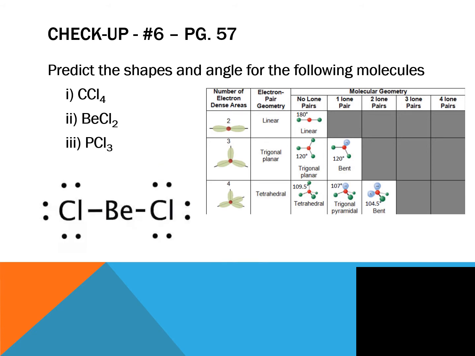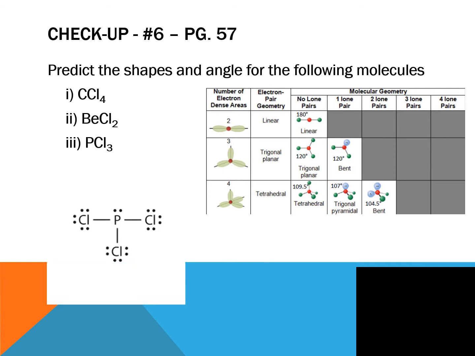Oops, sorry. And we have, it should be a tetrahedral shape. Sorry about that. Second one, beryllium chloride, again, has 2 pairs, no lone, so it's linear. And then PCl3 has 3 pairs, 1 lone, so 4, and then the 1 goes to trigonal pyramidal, 107 degrees.